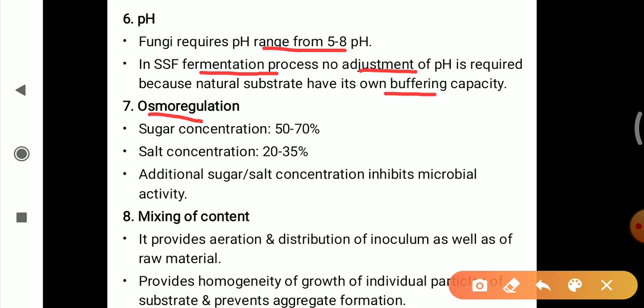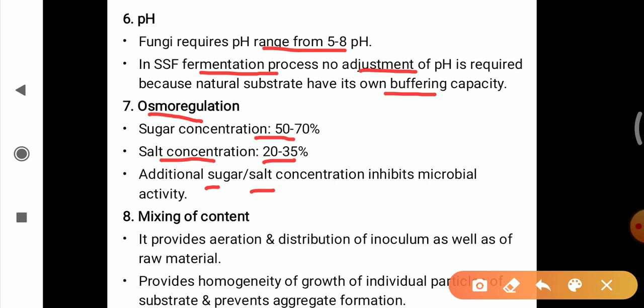Osmoregulation. Sugar concentration that we required is around 50 to 70%. Salt concentration is around 20 to 35%. Additional sugar or salt concentration inhibits the microbial activity.